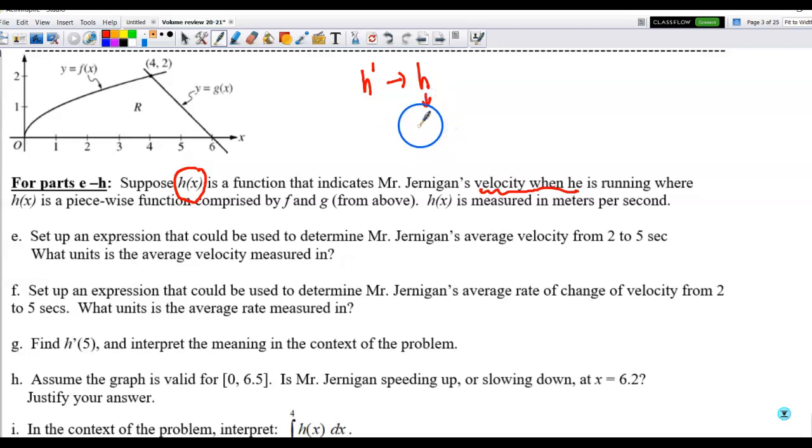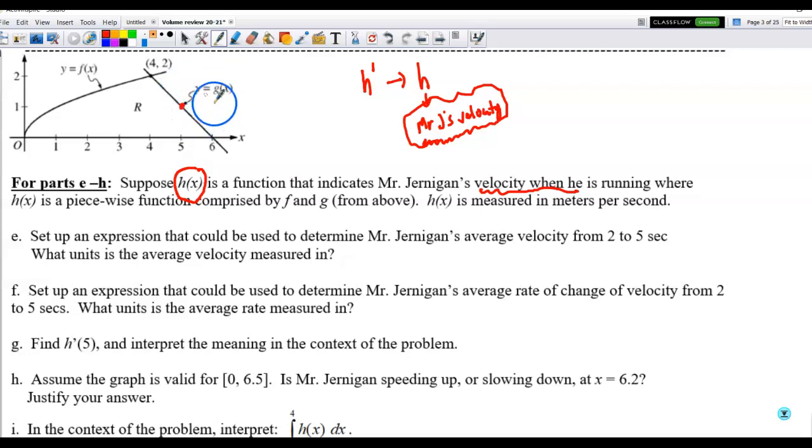So I ask myself, well, what is h? H is Mr. J's velocity when he runs. So the subject of my sentence is Mr. Jernigan's velocity. That is what is going to increase or decrease. All right, now h prime of 5, so here's 5 right here on my graph.